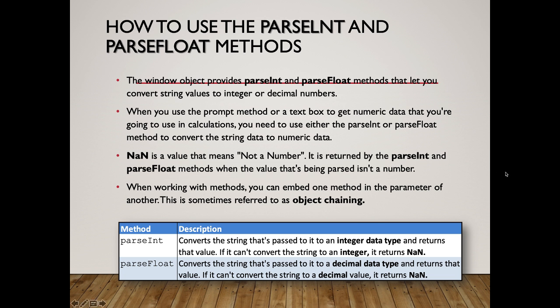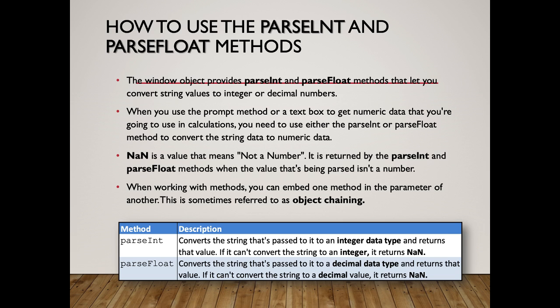Speaking of not a number, if a value is not a number, it gets turned into NaN, standing for not a number. That just means that when you've used parseInt and parseFloat, it has not been able to convert it into a regular number, so it will convert it to that.